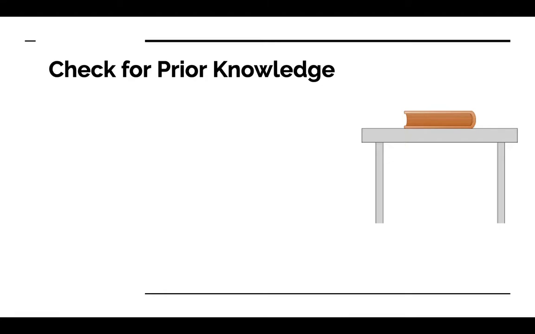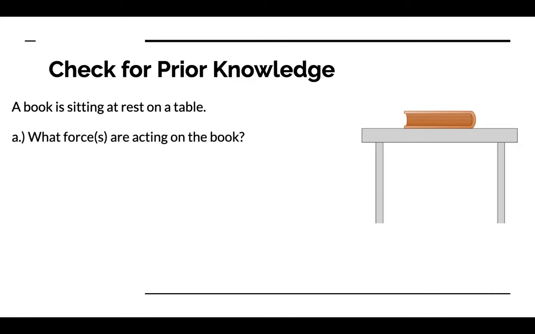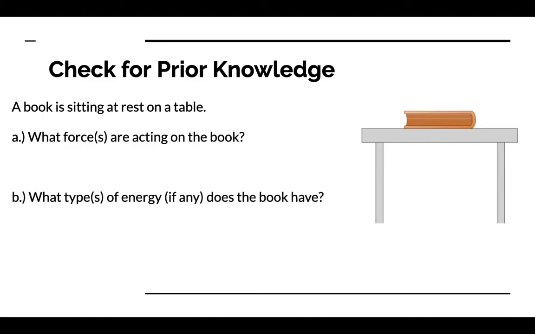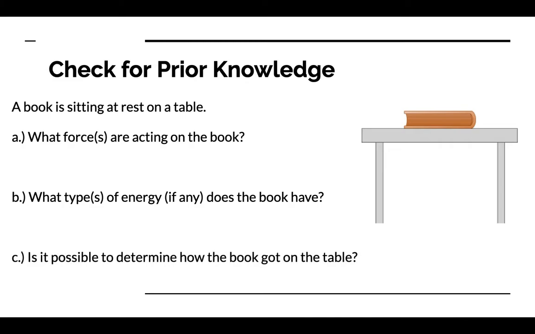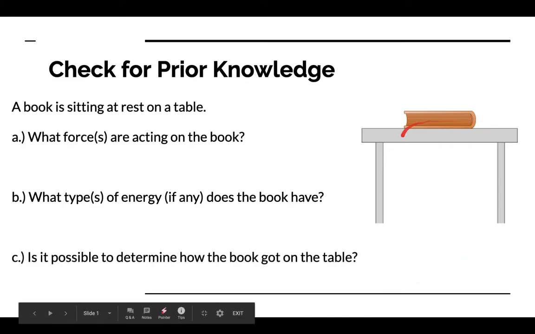Here is a quick check for prior knowledge for today's lesson. If you feel so inclined to answer these questions, let's suppose we have a book that's sitting at rest on a table. We ask A, what forces are acting on the book in this specific scenario? B, what types of energy, if any, does the book have? And C, is it possible to determine how the book got on the table just by looking at the book on the table as is?